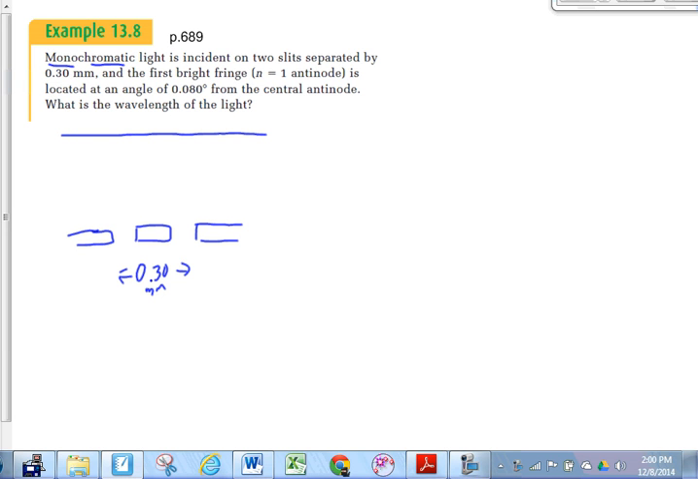Here's our central maximum. We're going to call that maximum 0. 1, 2, 3. 1, 2, 3. These are my bright spots with my dark spots in between. The first bright fringe is measured to be 0.080 degrees from my central maximum, central antinode. We want to find the wavelength there.